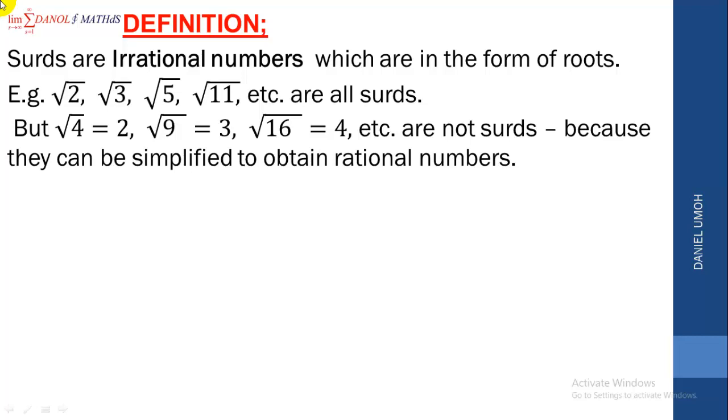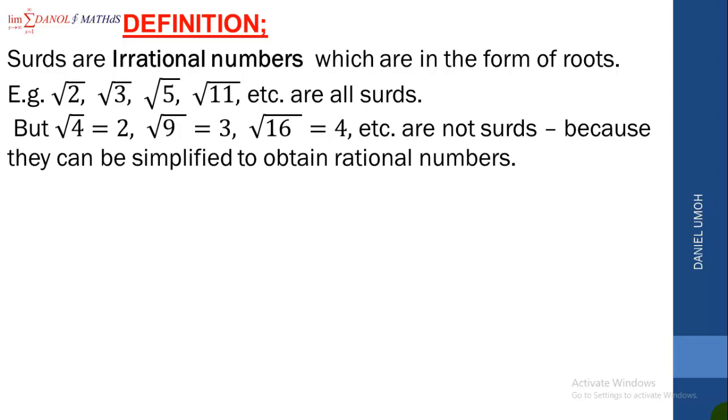But numbers like square root of 4 is 2. So this is a rational number. It's not a surd. Square root of 9 is 3, so it's not a surd. Square root of 16 is 4. It's not a surd, because they can be simplified to obtain rational numbers. So please take note of this definition. Surds are irrational numbers which are in the form of roots. What are irrational numbers? Numbers that do not truncate and do not have a repeated block. That's as simple as that. So we can say numbers that do not make sense.